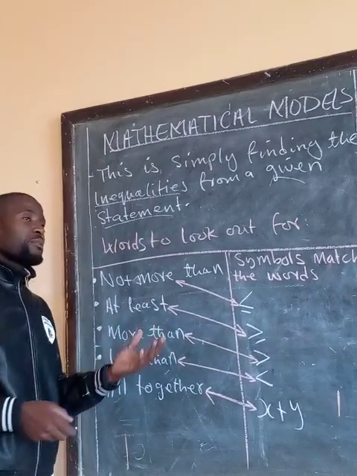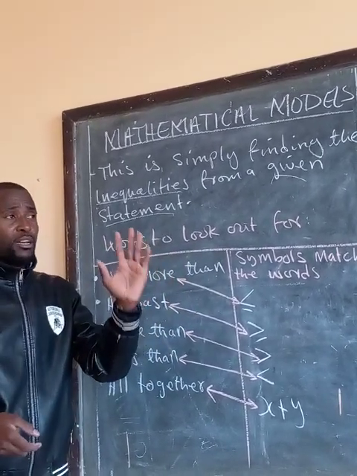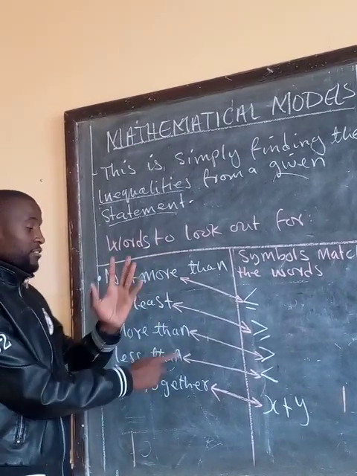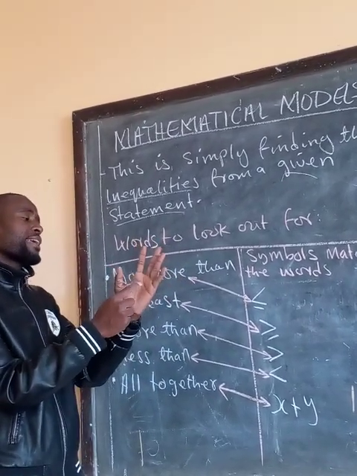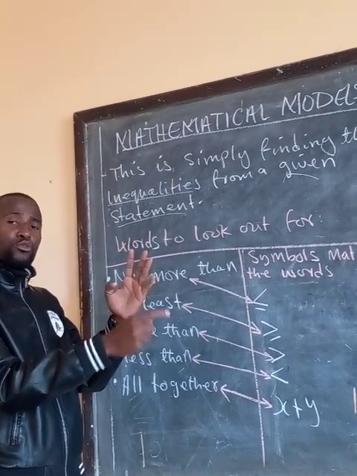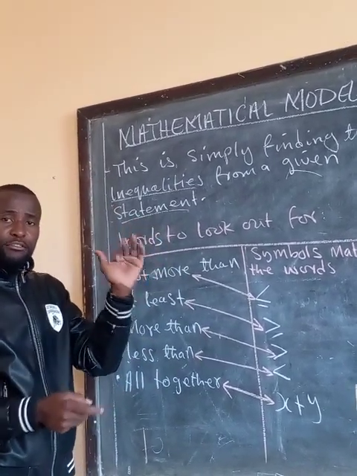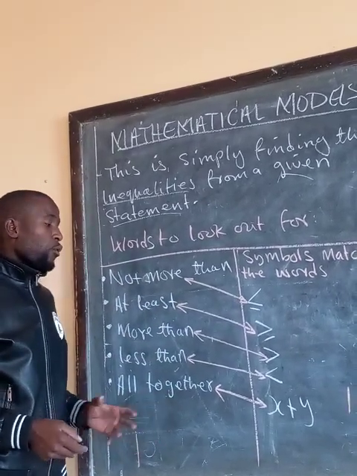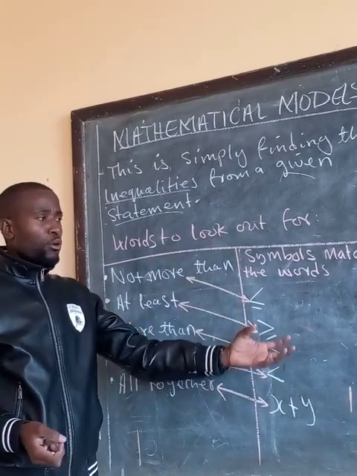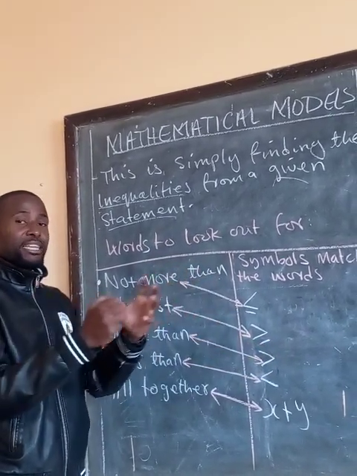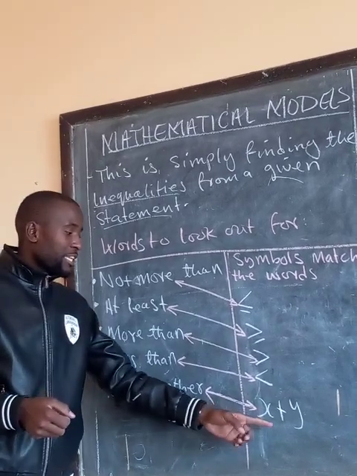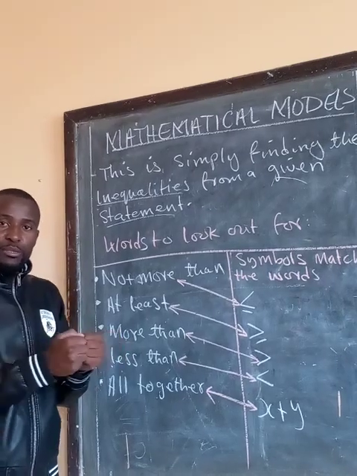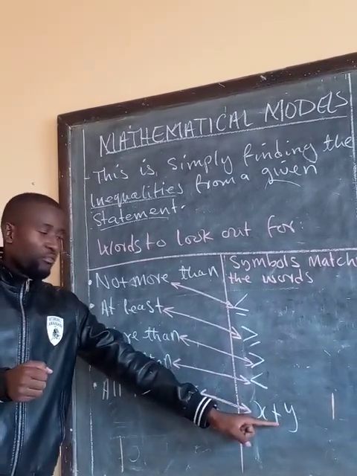Less than simply means here is 5 kwacha, go buy me less than 5 biscuits. You are only going to buy 4, 3, 2, or 1, but you cannot buy 5 biscuits or more than 5. Then altogether simply means you get 1 orange plus an apple. Altogether means you add them. It becomes x plus y, meaning orange plus apple. You group them together by showing a sign of addition.